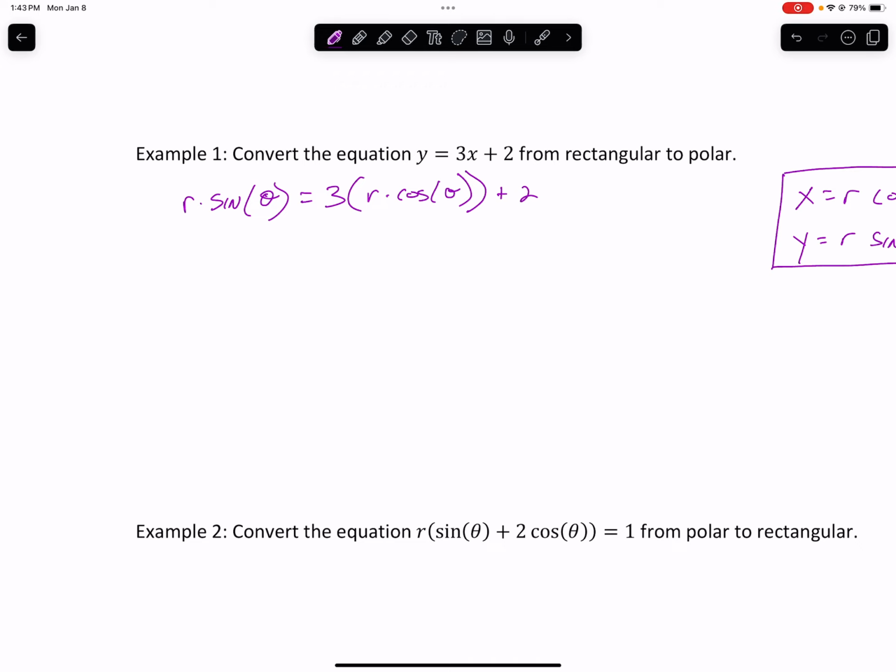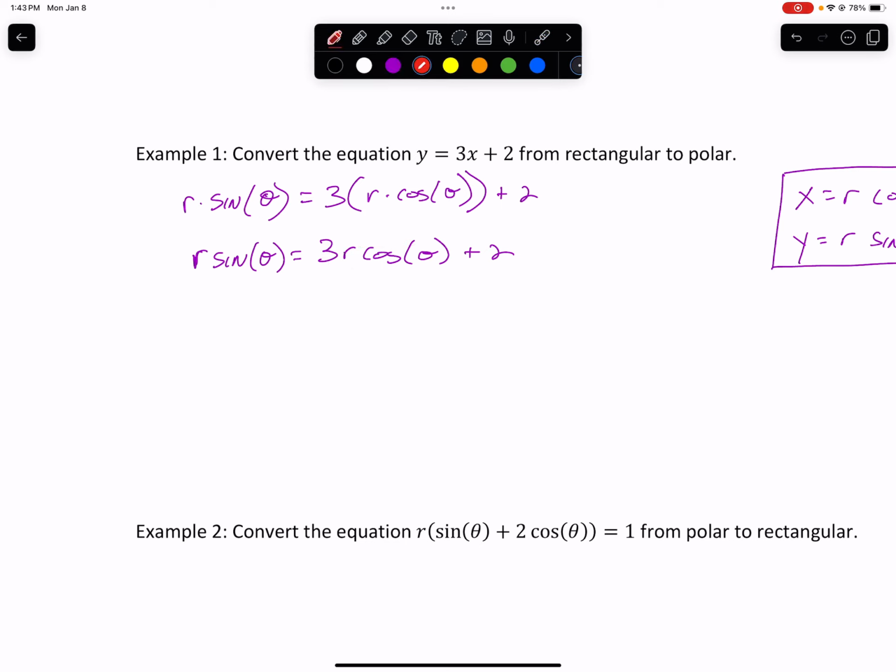So now we like to solve these for r. We like to write our polar equations r equals if we can. So we're going to take any terms that have r in them, which happens to be this term, r sine theta, and this term here, 3r cosine theta. Any terms with r's, we're going to get them on the same side. So I'm going to subtract 3r cosine theta from both sides.